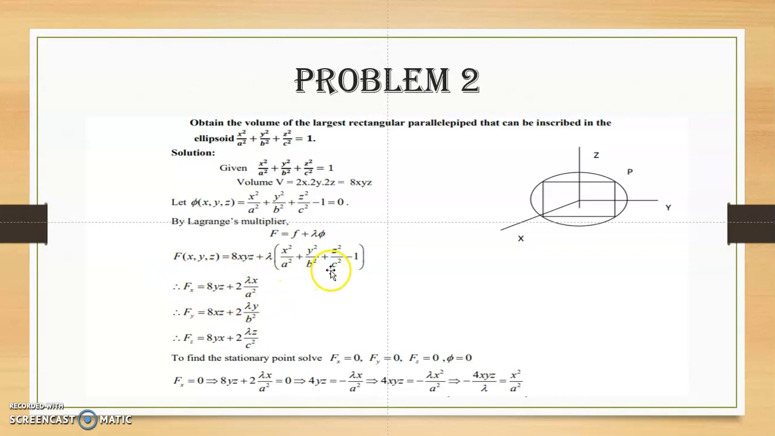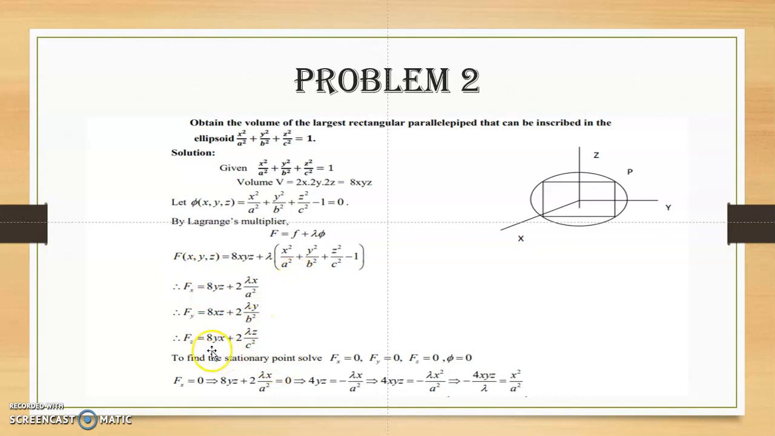Next, differentiate this function with respect to y. In the first term, we have a multiple of xyz, and the differentiation of y is 1, so we get 8xz plus lambda into, the first term has no y term, so 0. In the second term we have y square, and the differentiation of y square is 2y. The last term also does not have a y term, so this is also 0. So we get 8xz plus 2 lambda y by b square.